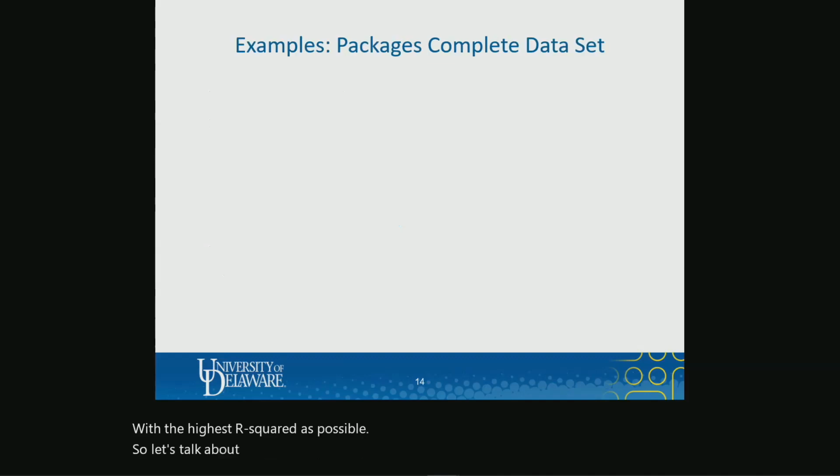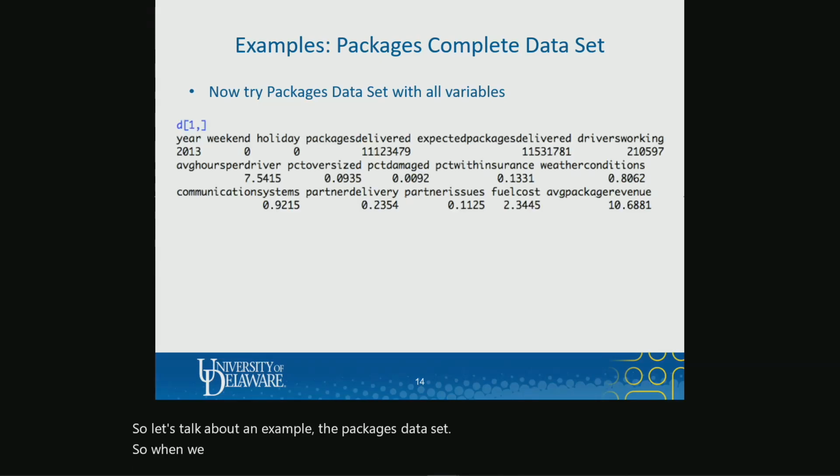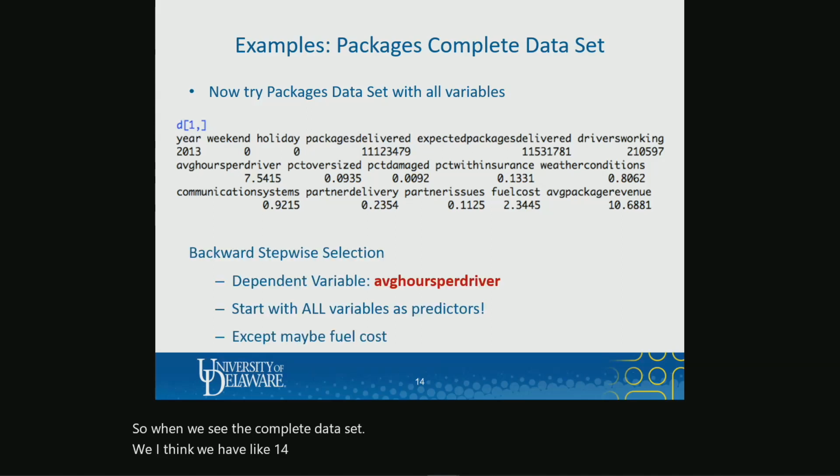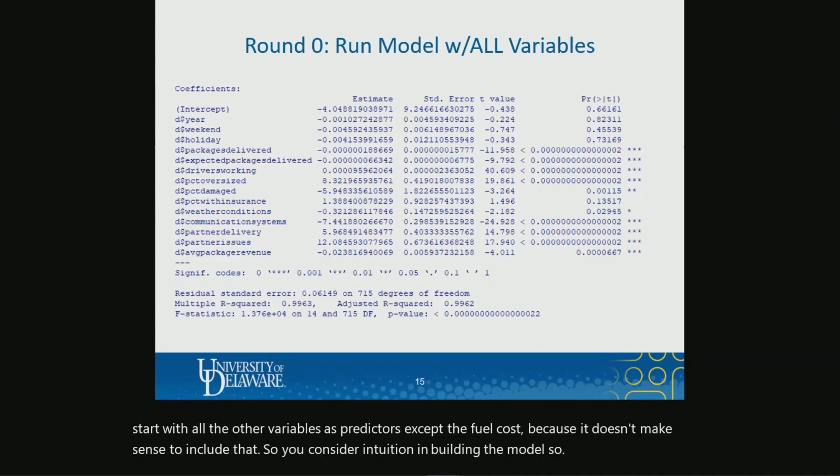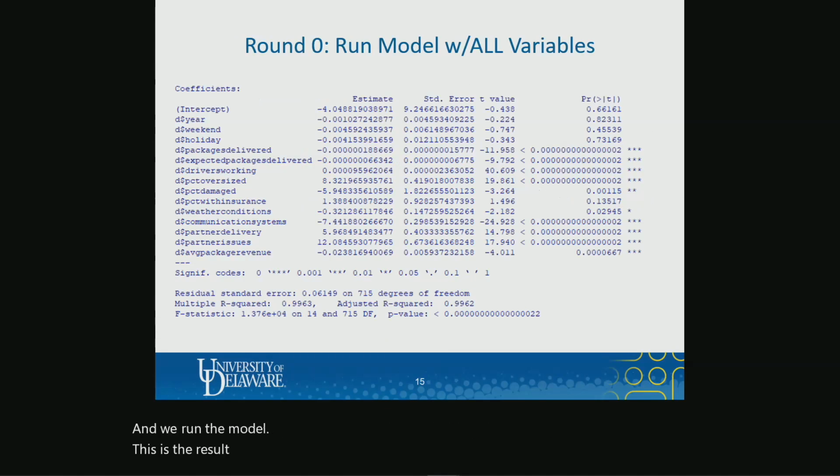So let's talk about an example, the packages data set. When we see the complete data set, I think we have like 14 variables. The dependent variable is average hours per driver. We start with all the other variables as predictors, except the fuel cost, because it doesn't make sense to include that. So consider intuition in building the model. We run the model. This is the result with all the potential predictors in the model.